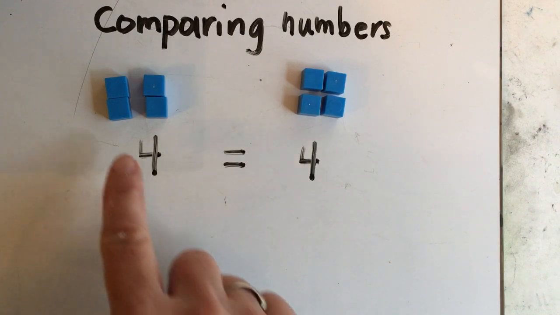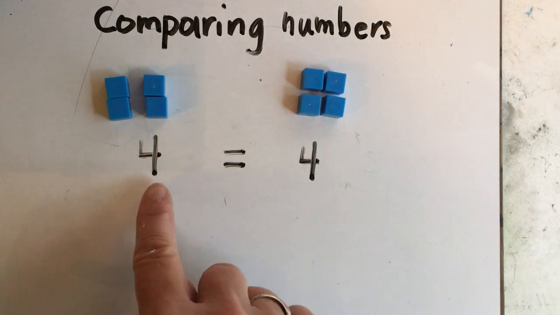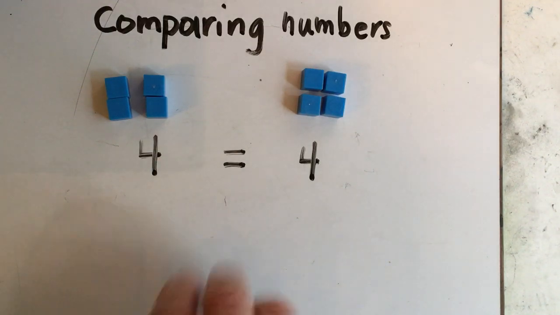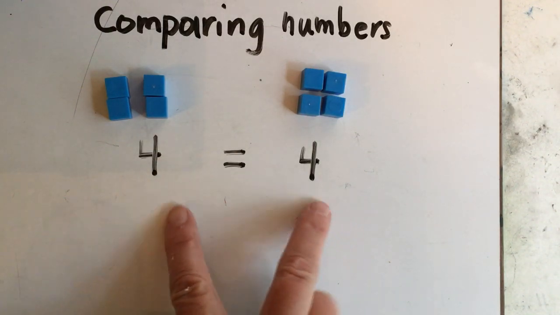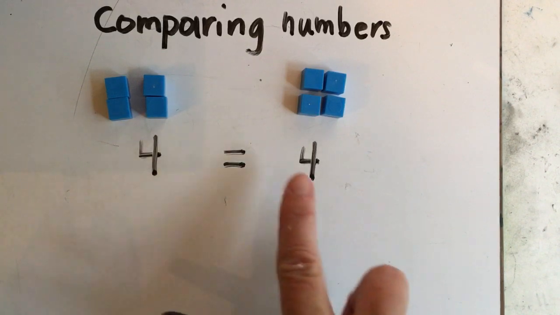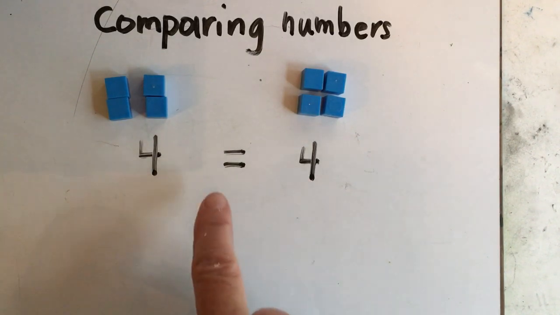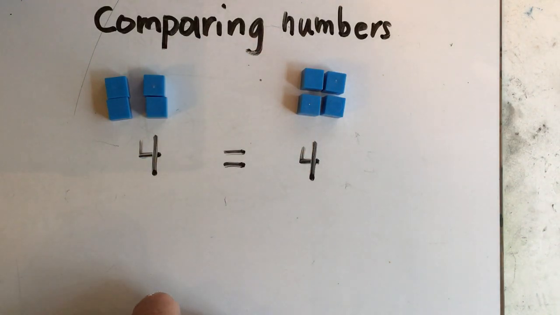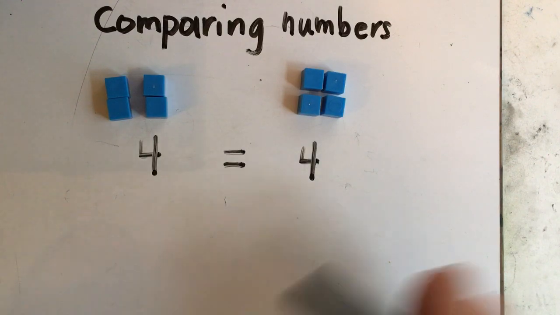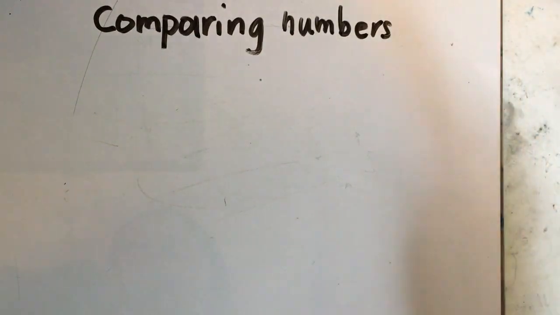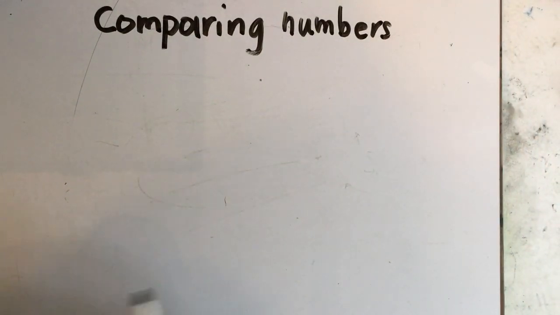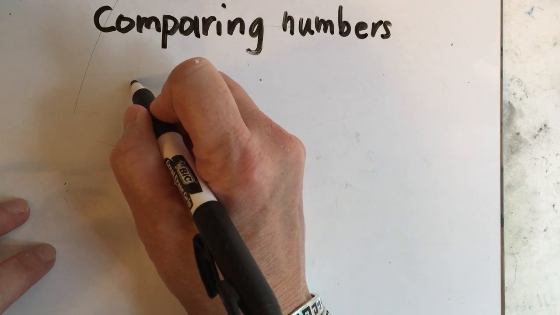Just like a math problem that said 2 plus 2 equals 4, 4 equals 4 is a math sentence that shows equality. It shows that each side, the left side, is equal to the right side. So when I'm comparing, sometimes I might use a greater than symbol, sometimes I might use a less than symbol, and sometimes I'm going to use an equal to symbol. Okay, I'm going to erase those, and now I'm just going to write you some numbers and let you tell me what you think I need to put in the middle.